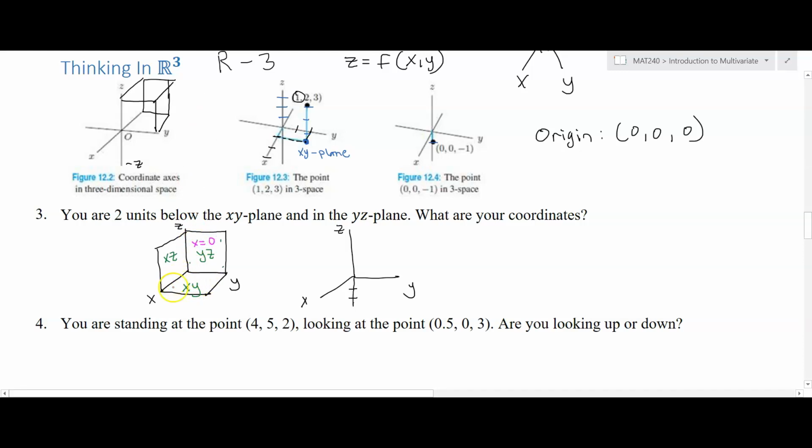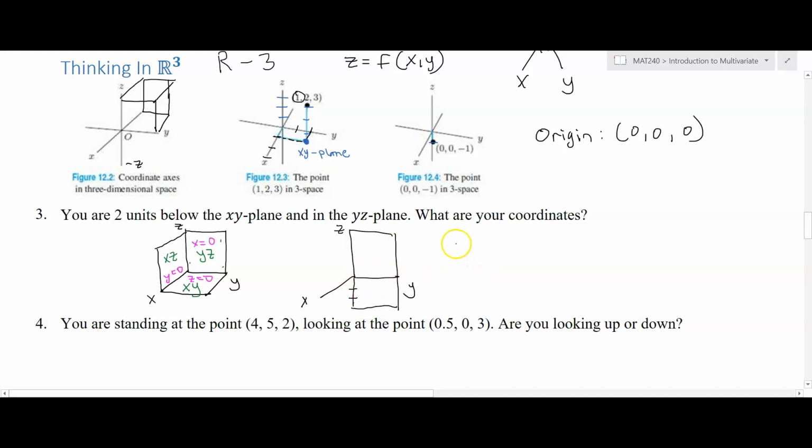To complete this picture, in the xy plane, your z value has to be 0. And to be in the xz plane, your y value has to be 0. We're not moving left or right at all. So if we're in the yz plane, that means we're somewhere along this wall. Right? Imagine this to be the portion of the wall below the ground. We're somewhere in that plane.